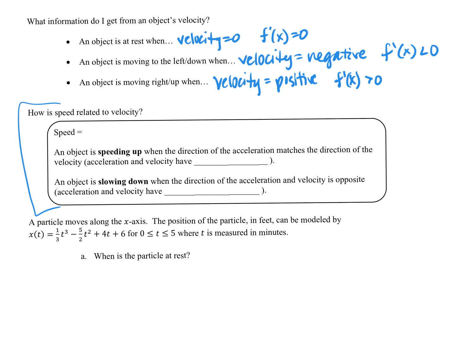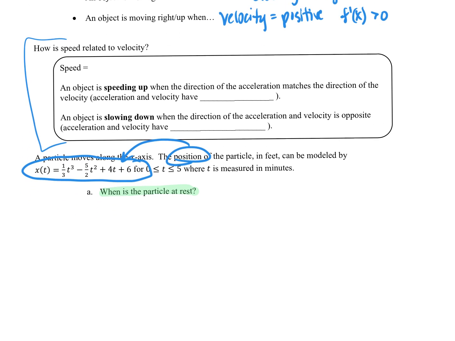Okay, so let's skip this just for now. Particle moves along the x-axis. And again, we have to circle this. The position is this. That's f of x, if you will. When is the particle at rest? If that's what they want. Talk to me, Dicey. When is the particle at rest?